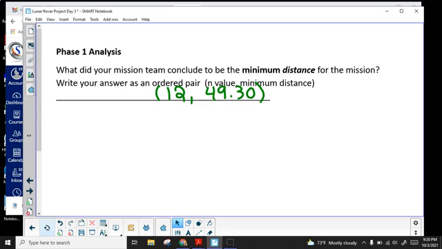So what did your mission team conclude to be the minimum distance for this mission? Please fill this in on your paper. Write your answers in ordered pair with the end value and the minimum distance. For example, mine, I used the point at 12, and my minimum distance was 49.30.